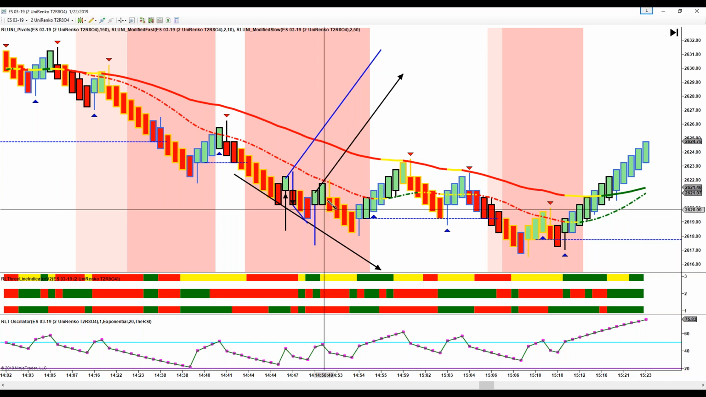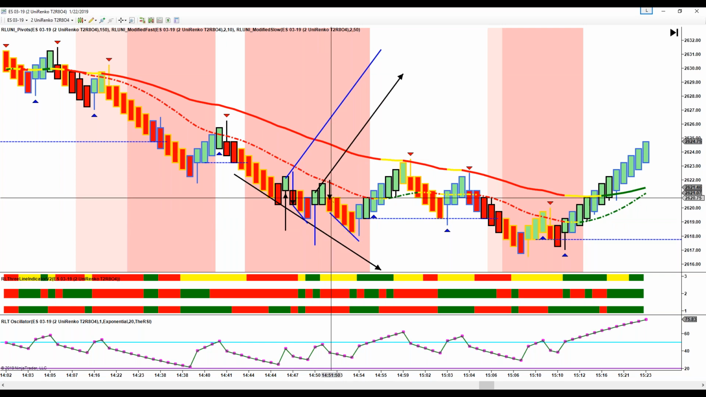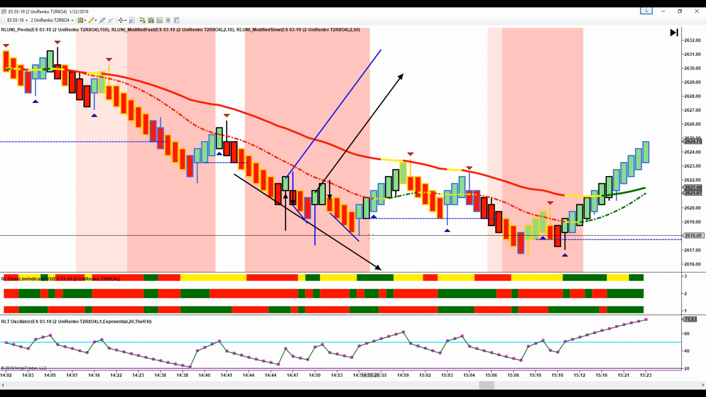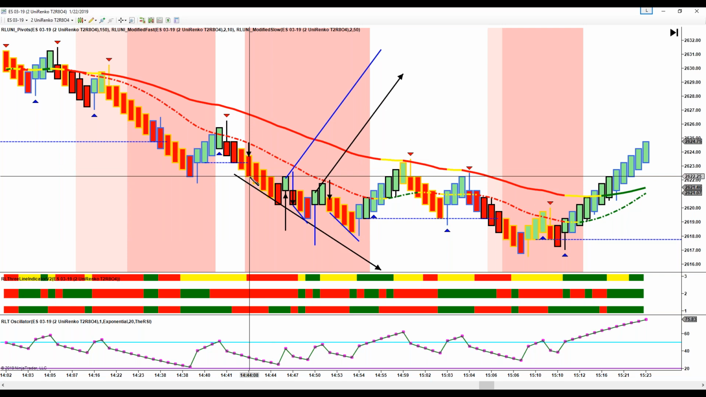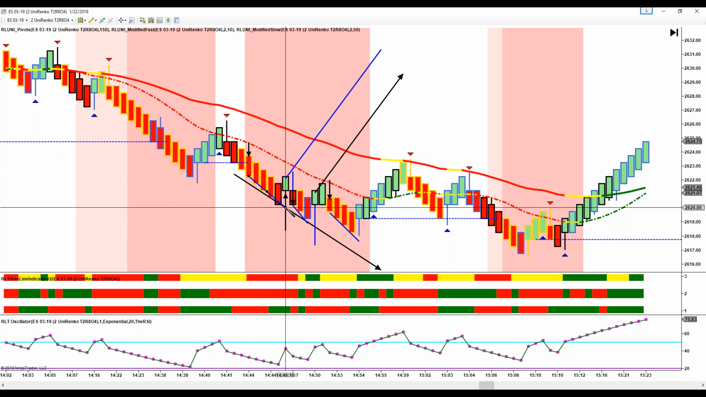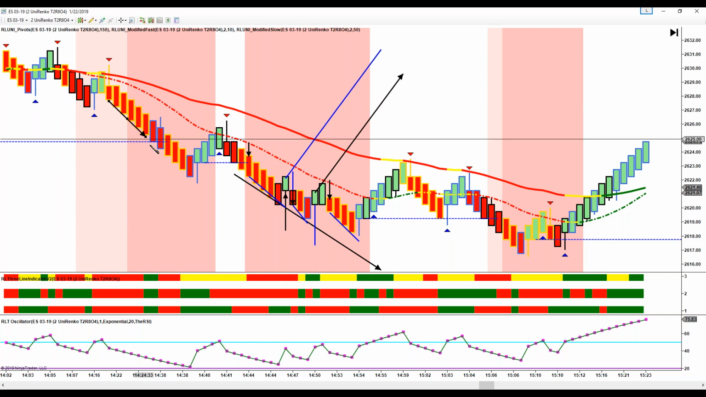Here, I would consider the move too distended, too extended. I wouldn't take this move short. Here's your sweet trade right here on the first pivot break and the move down. That's your great trade. And here is your stellar trade short.